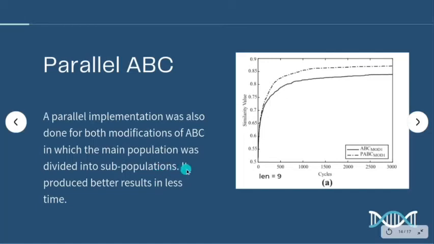The paper found out that the parallel version produces better results in less time, as we can see from this particular graph, where the bold line is Mod 1 and the dotted line is parallel Mod 1. And this is for length equals 9, and we can see that parallel Mod 1 produces better results.